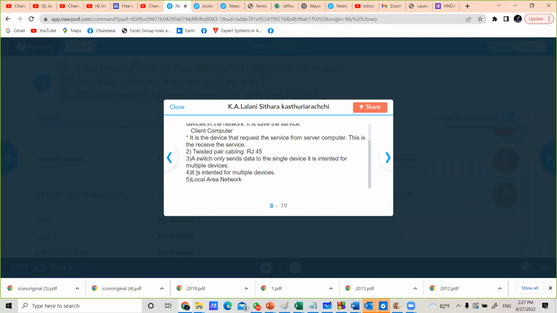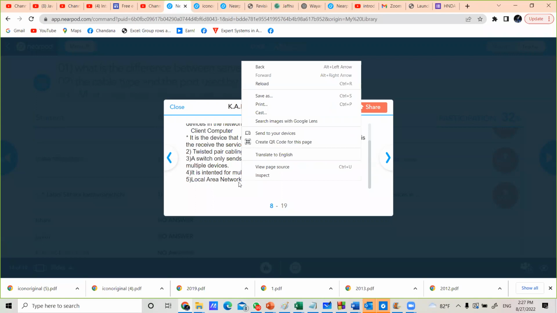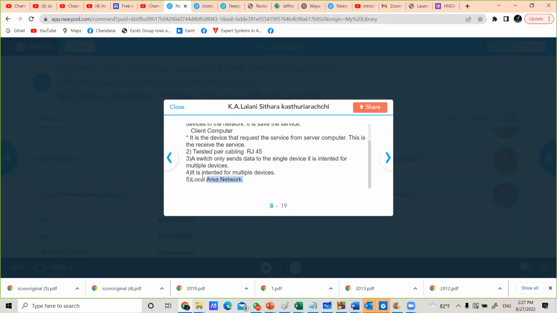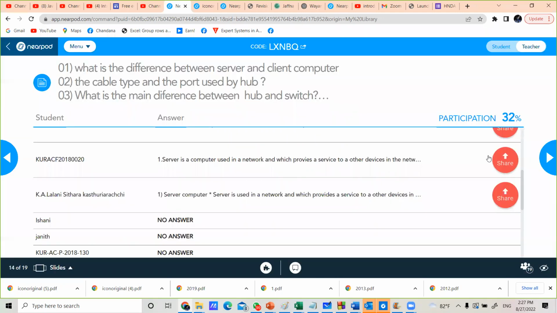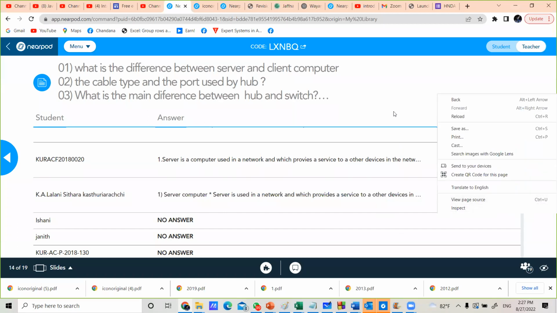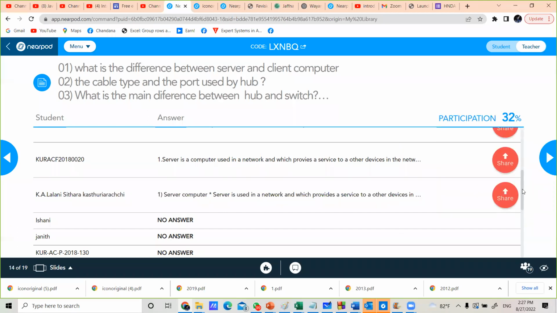Then question number 5 asks about transmission mode. The transmission mode of the switch: a switch uses full or half duplex. Local area network is a type of network, not a transmission mode. Therefore this answer is also wrong, right? Then try to get another one.